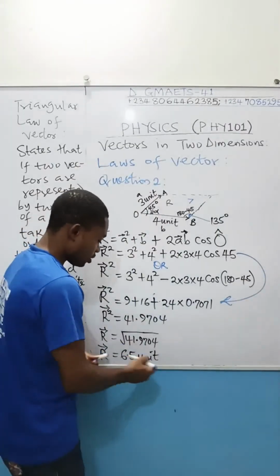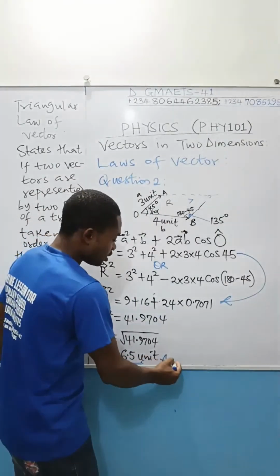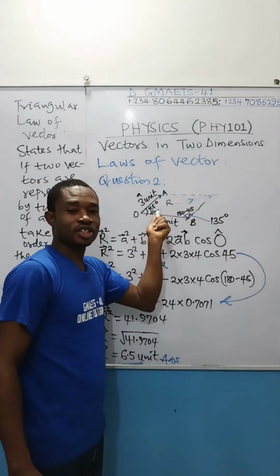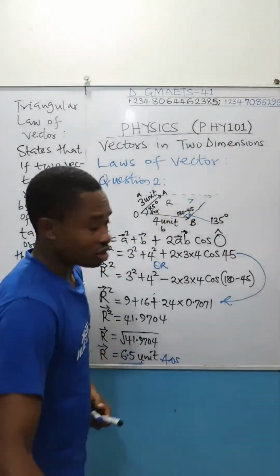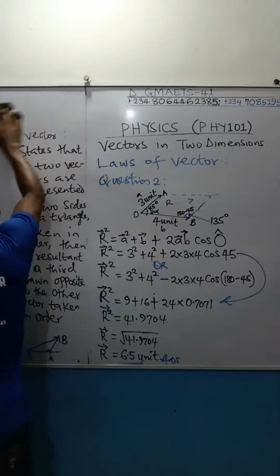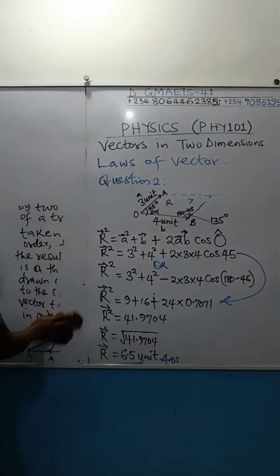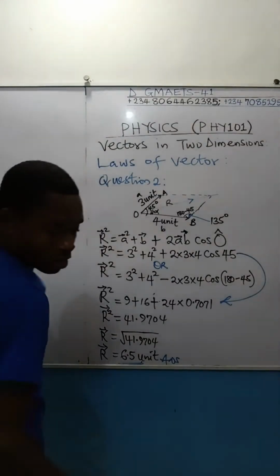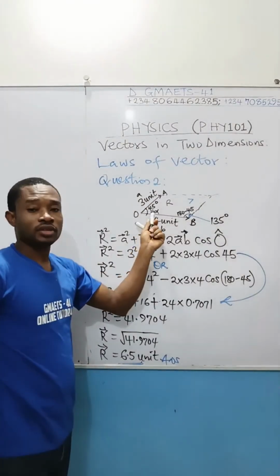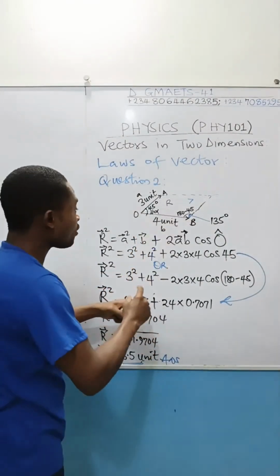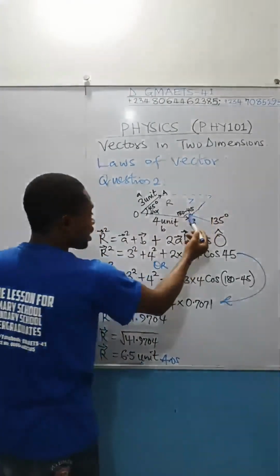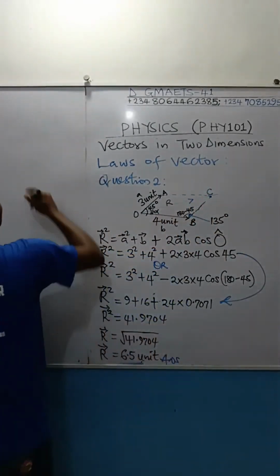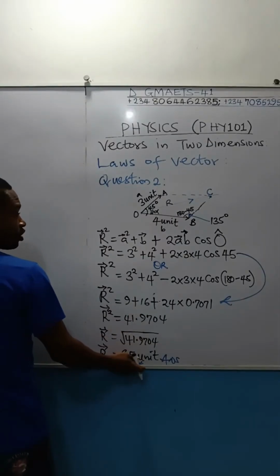So we are done with this. The next thing now is for us to obtain the direction. How do we get the direction? Let me conclude it by wiping this part, writing it here. To obtain the direction, you calculate your alpha. And to calculate your alpha, you have to bring out this triangle. Permit me to label this point as point C. So this is the magnitude of the resultant vector.